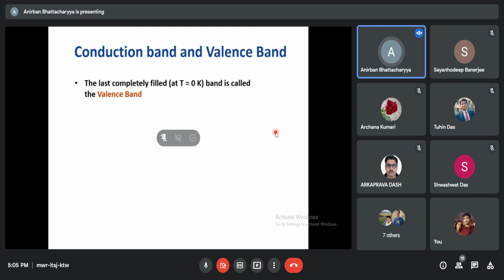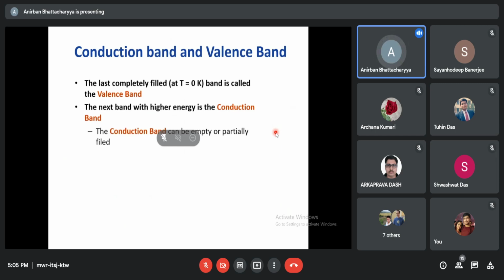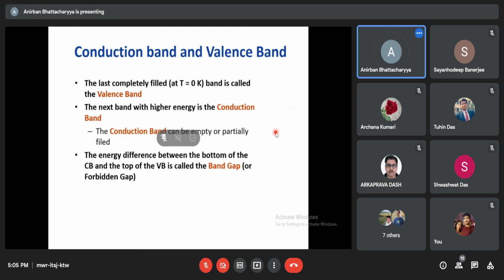Basically, it is the band that is just higher than the valence band. If it is not completely filled, otherwise it would be the valence band, what are the two options? It is either completely empty or what? Partially filled. So the conduction band is just above, and it is either empty or partially filled. These are the two options.